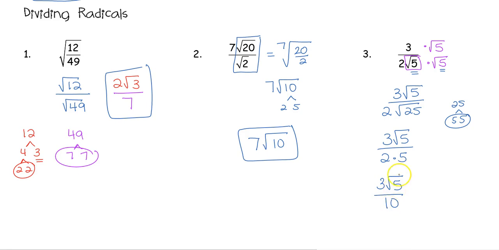Now you may want to think that you can simplify this 5 and 10, but you can't because 5 is inside the radical and 10 is outside the radical. I would have to look at the 3 and 10, and those do not reduce.